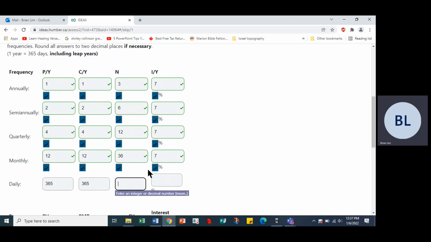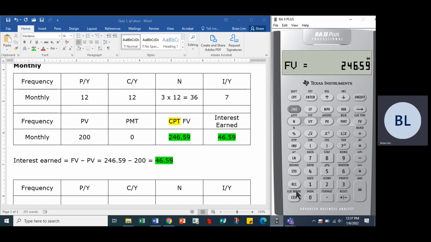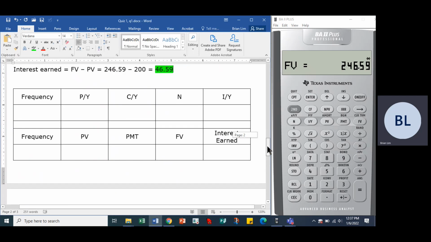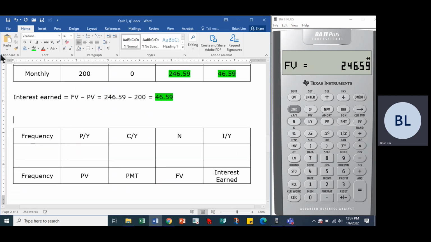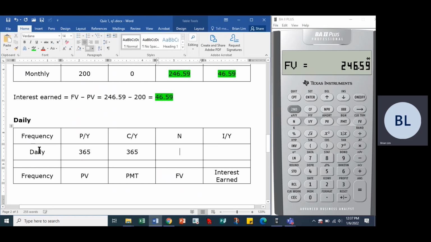All right, now this is not quite that easy to multiply, so we'll use the calculator. Let's go back to the Word document and use the calculator, and then we can come back and enter the numbers. All right, so here we are. We are back, and we can now say that this one is daily. So we come here, daily, and we get 365, and then I'll use the calculator to get the value for N.